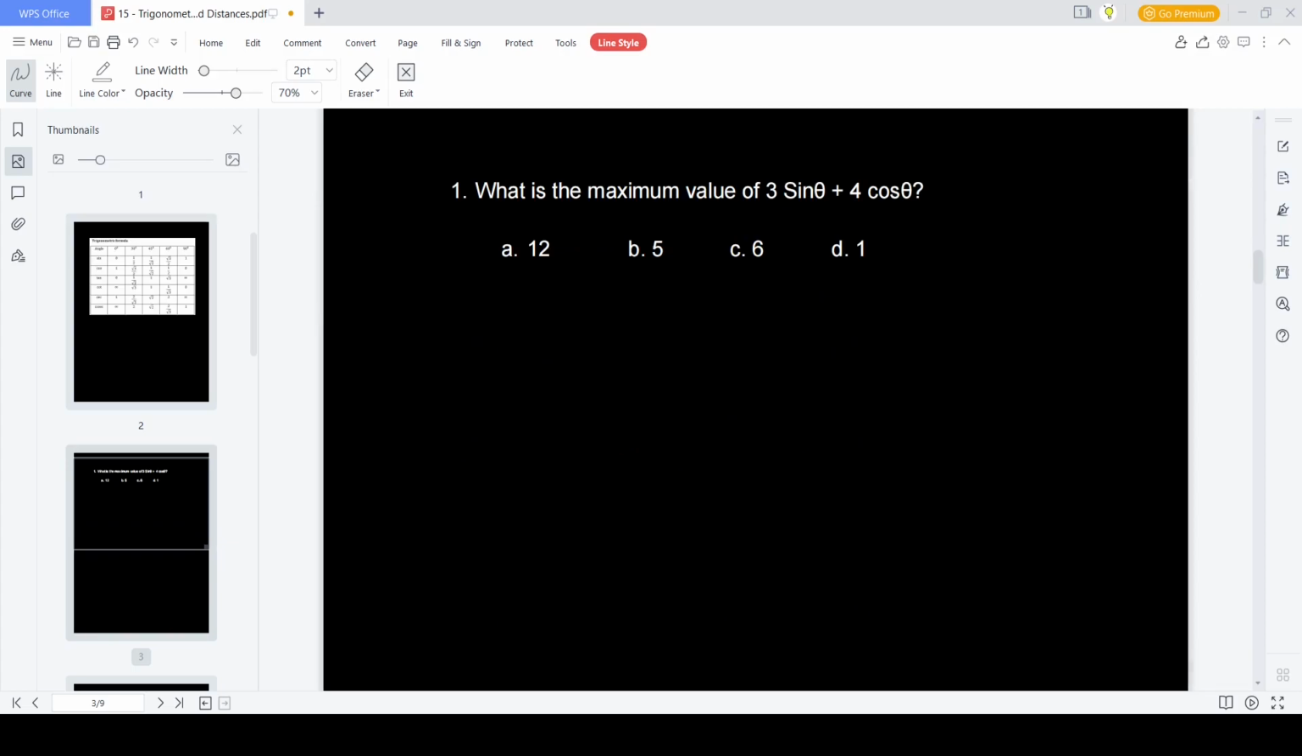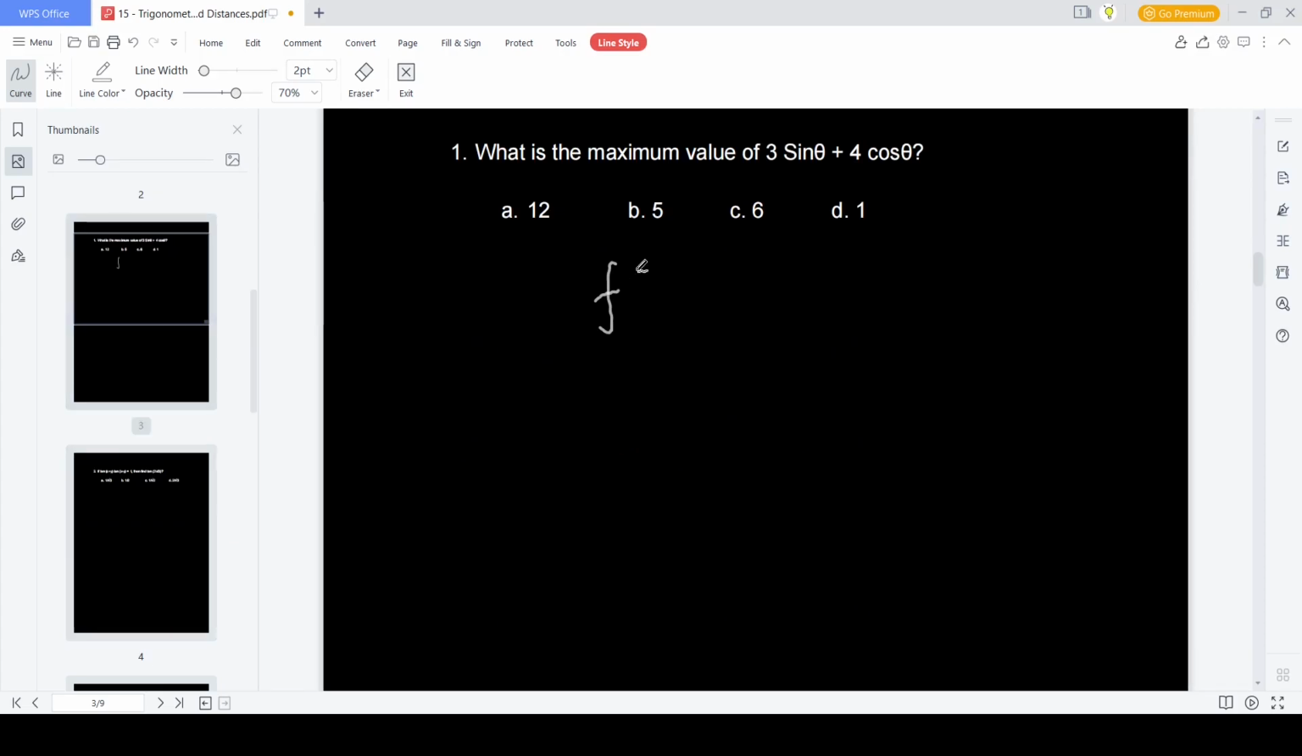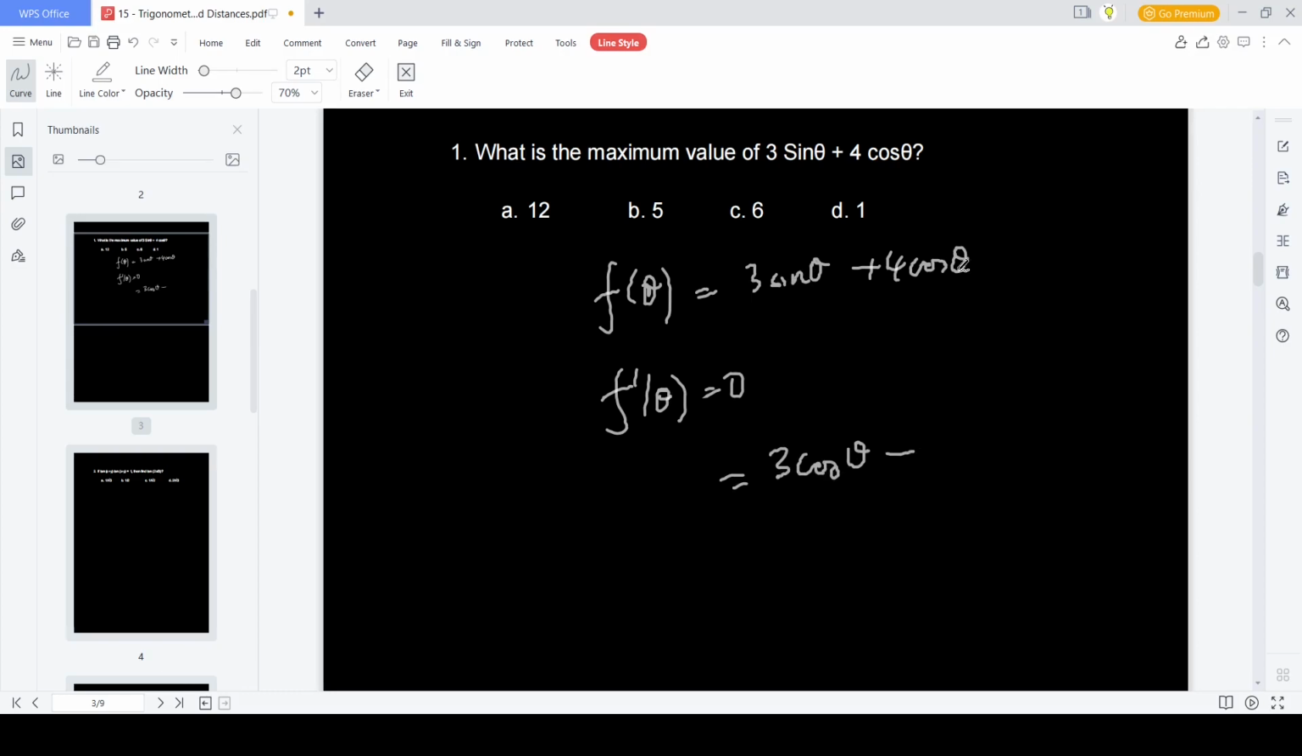What is the maximum value of 3 into sine theta plus 4 into cos theta? Alright, see, we can take the function approach. F of theta is given as 3 sine theta plus 4 cos theta. So we know the function is maximum when f dash of theta equal to 0. So if f dash of theta is equal to 0, that means I have to differentiate this, right? So differential of sine theta is cos theta. So 3 cos theta minus 4 sine theta, because differential of cos is minus sine, is equal to 0.